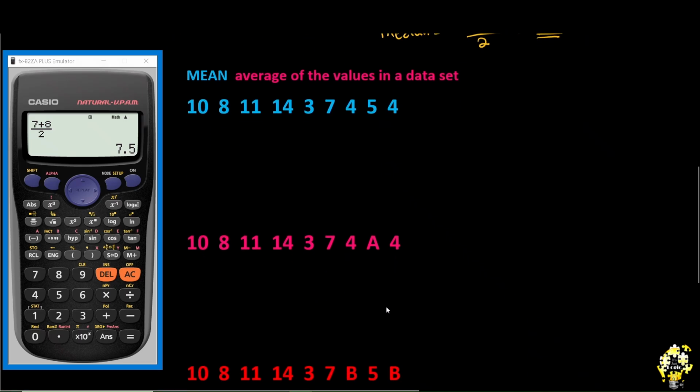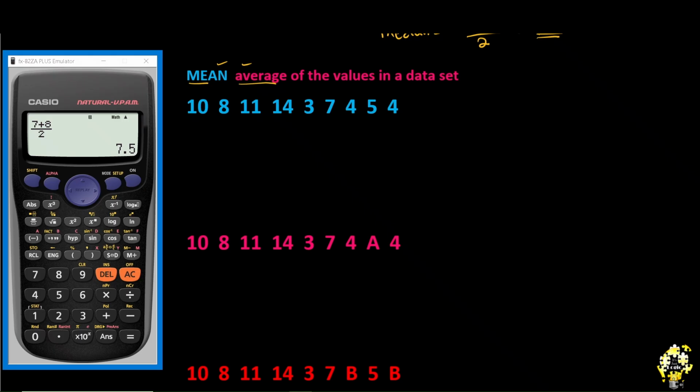Anyways, let's continue. So we have a mean here. A mean can also be average. Average and mean, it's the same thing. If they say calculate the mean of the data set, or if they say calculate the average, they're talking about the same thing. Don't be confused. Mean and average, they mean the same thing. Now, mean is the average of the values in a data set.